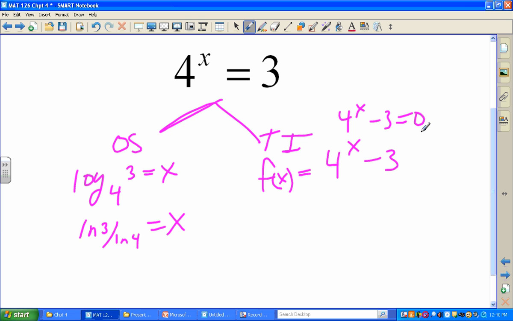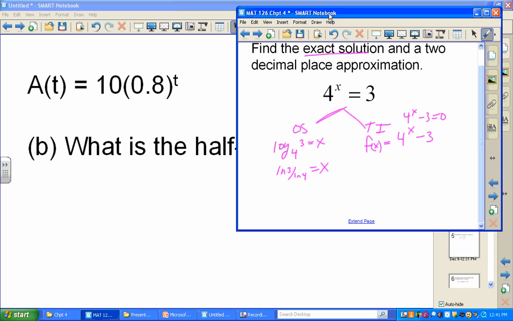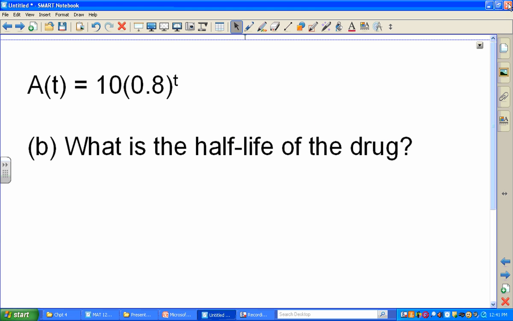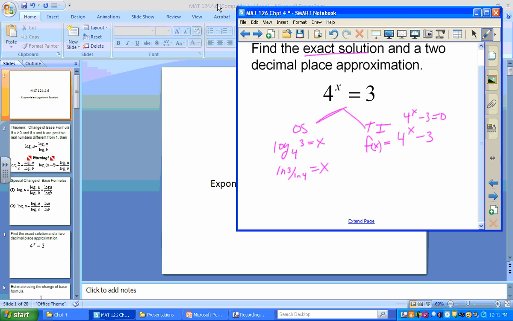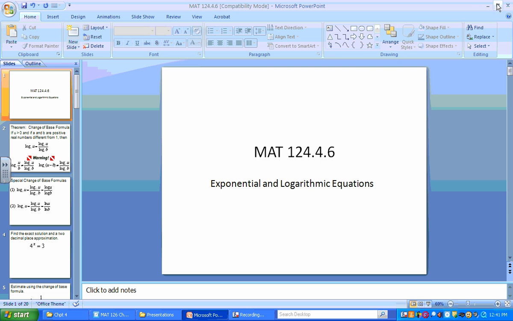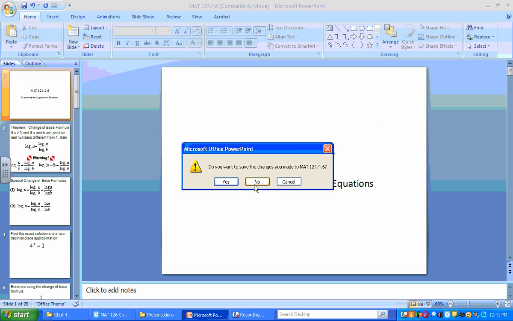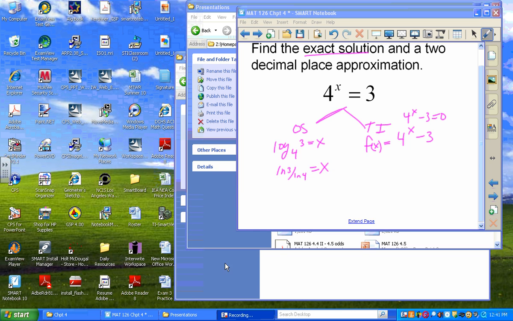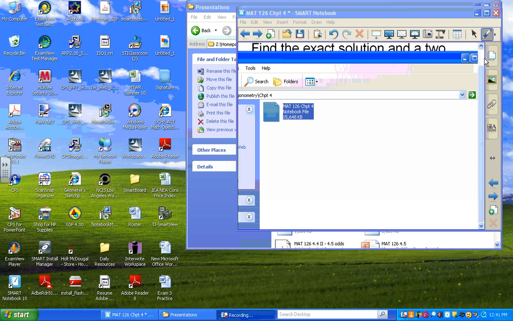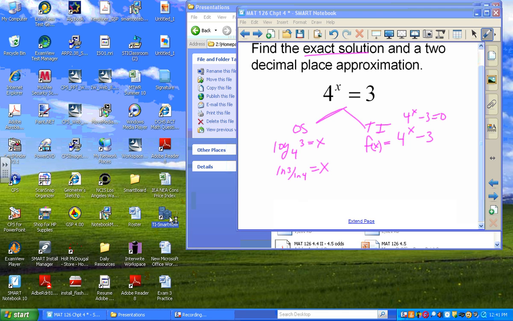I see some wrinkled noses out there. Don't be wrinkling those noses. You never know, this might be a strategy that you might actually investigate someday. I'll close this window. Hey, I'm knocking some windows down. Look at that. I'm really doing well. Oh, I found it.